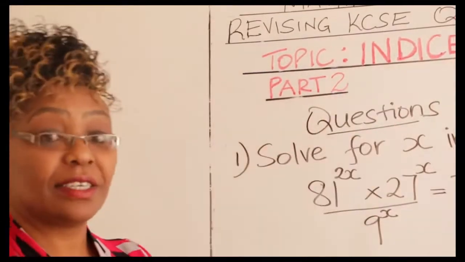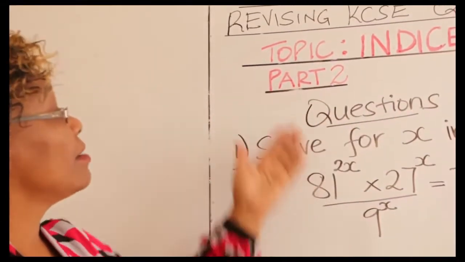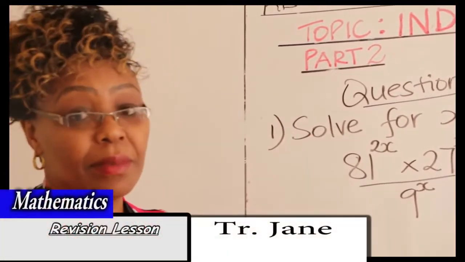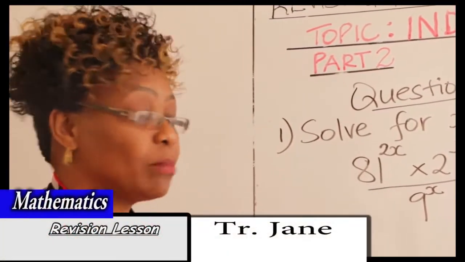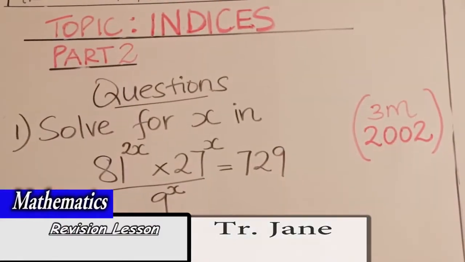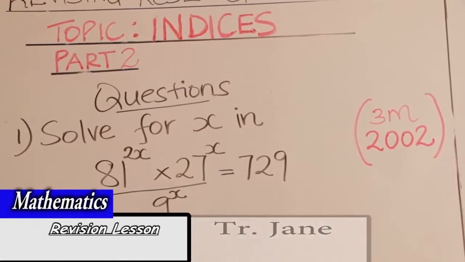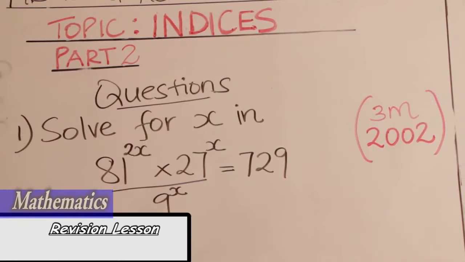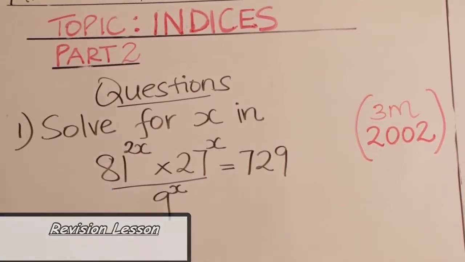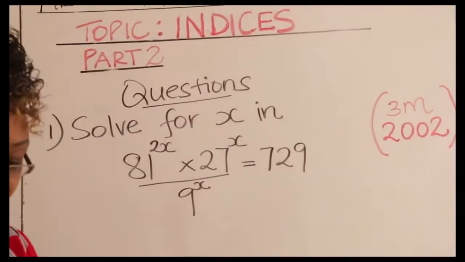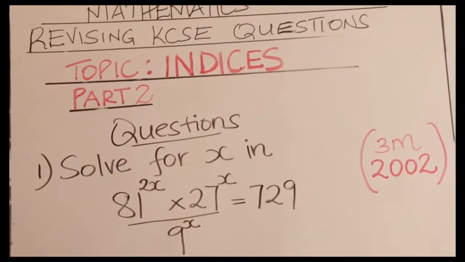Of indices. Remember, we are revising KCSE mathematics questions that have come in the past. So welcome to part 2 of indices. We go straight away to the first question. Solve for x in this equation here. It was carrying 3 marks in year 2002.